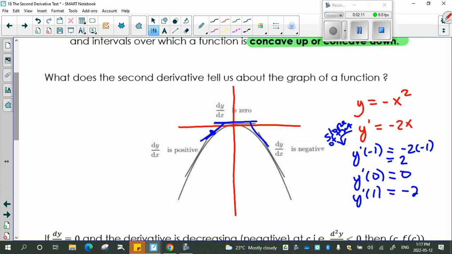Now, the second derivative means you take the first derivative and you derive it, and we call it y double prime. Okay? Y double prime. So what happens when you take the derivative of the derivative? You get a derivative double slope. What would you get in this case? -2.